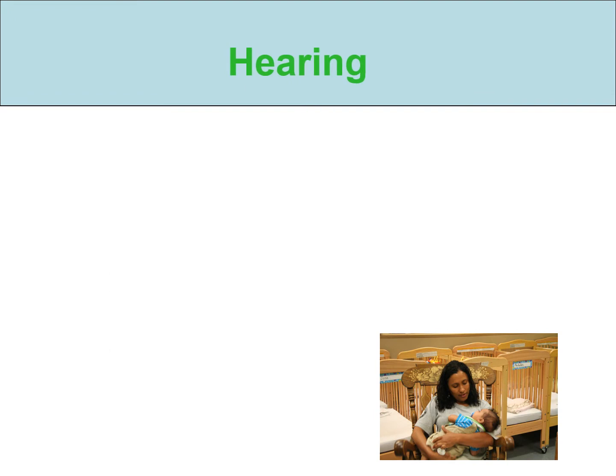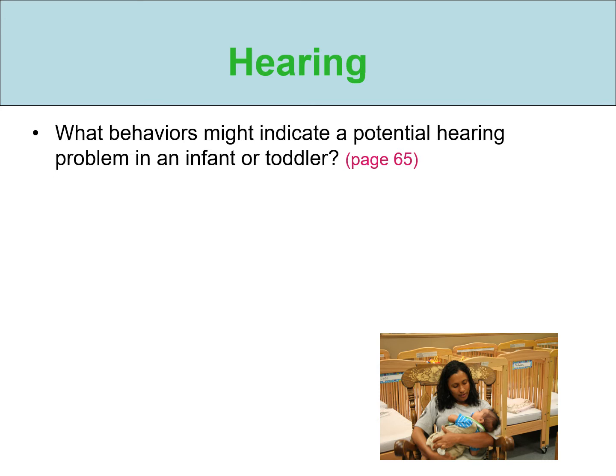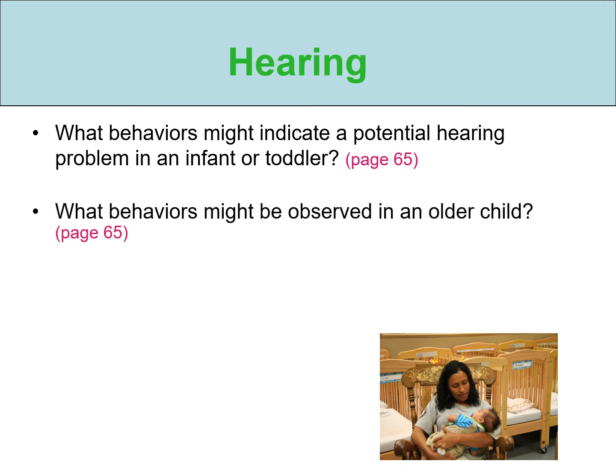So in regards to hearing, you can find behaviors that might indicate a potential hearing problem in an infant and toddler on page 65. And then the same type of list for older children on the same page.